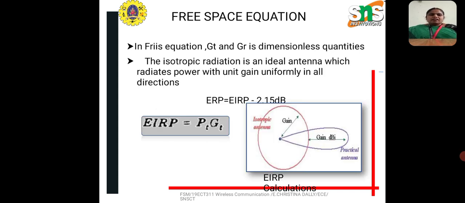The next one we are going to discuss is about the free space equation. In the free space equation, we have two dimensionless quantities, Gt and Gr, where Gt is the transmitted gain and Gr is the received gain. Here we measure the isotropic radiation pattern of an ideal antenna, which radiates the power with unit gain uniformly in all directions. So ERP is related to EIRP. This is the calculation to find the effective isotropic radiated power, which is nothing but Pt Gt.